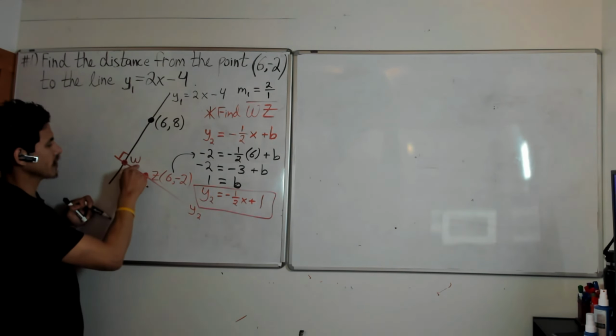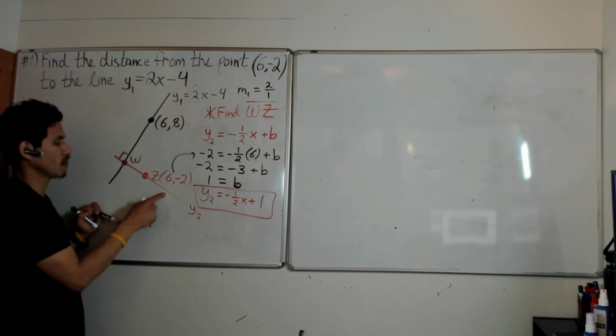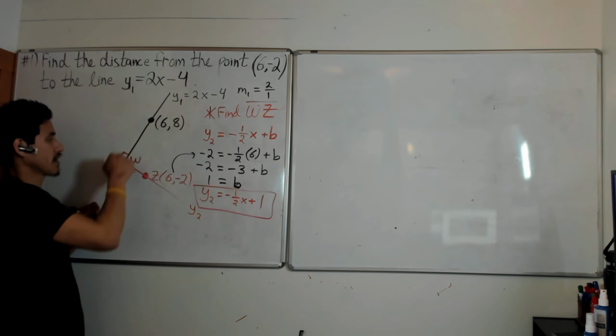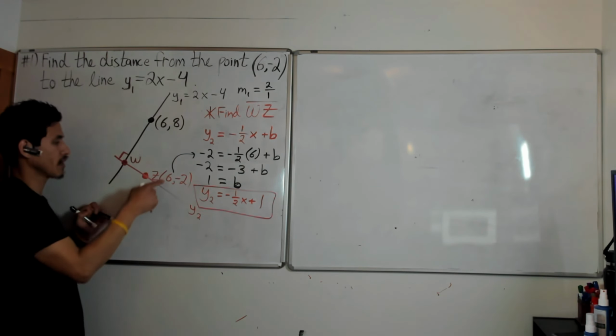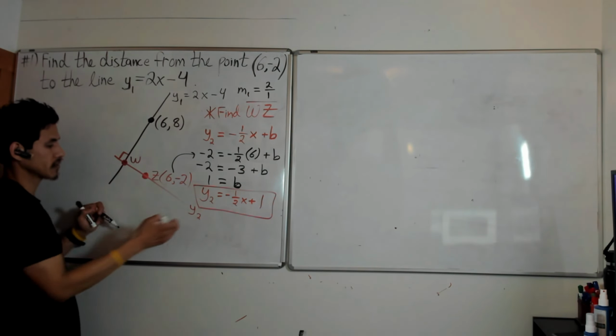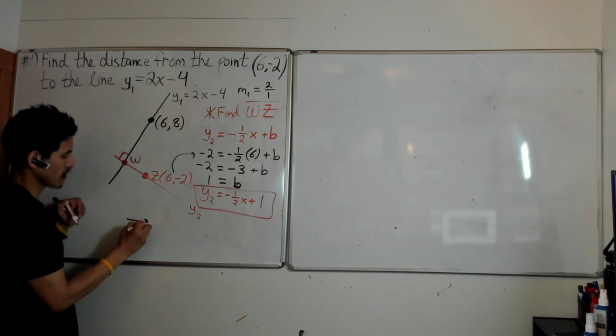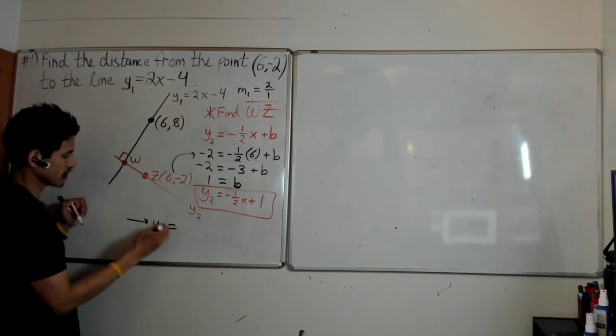So we can find where point W is located by setting y2 equal to y1, because at this point, y1 and y2 are going to have the same coordinates. So we're going to go ahead and make y1 equal to y2.